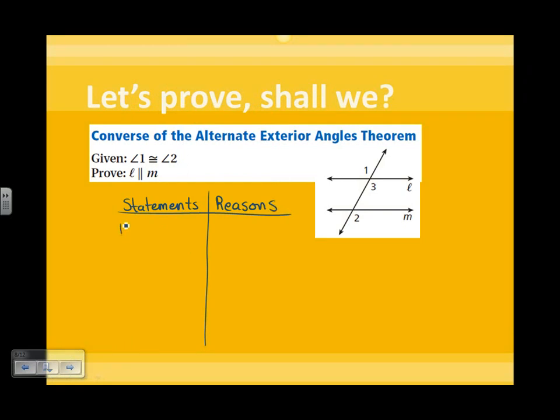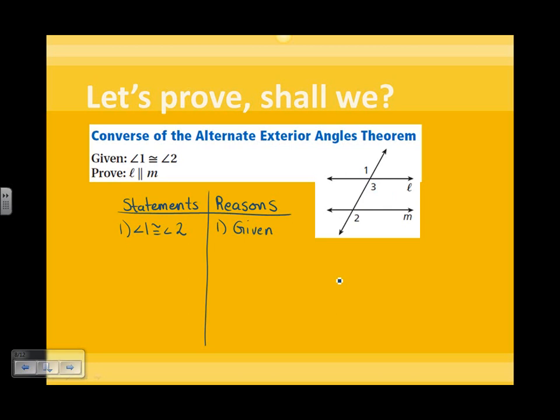Okay, so the very first thing that I'm given is that angle 1 is congruent to angle 2. And I'm going to come up with an argument of my own before I start putting it into this format. So I'm thinking to use the transitive property. If angle 1 is congruent to angle 2, those are alternate exterior angles. But angle 1 is congruent to angle 3 because they are vertical angles. And so then I'm going to use the transitive property to show that angle 2 is congruent to angle 3. And then by the corresponding angles postulate, if these corresponding angles are congruent, that means the lines are parallel.